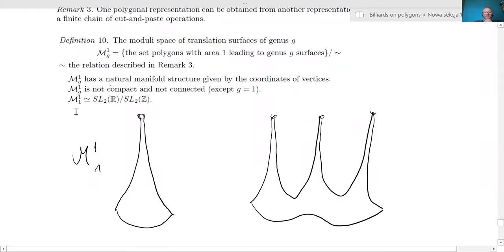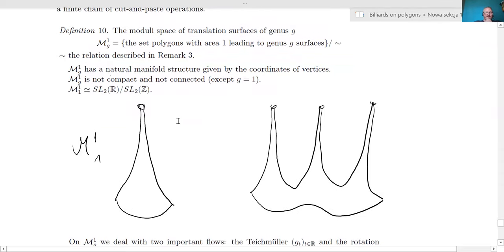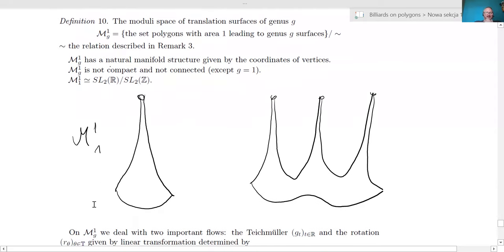The moduli space for G equal to one, which means that we consider the moduli space of translation tori, is identified with this homogeneous space. This homogeneous space is three-dimensional, but we can imagine it as a sack, which is very long and has one hole at infinity. This hole at infinity is called a cusp. Generally, a general moduli space has a lot of cusps.